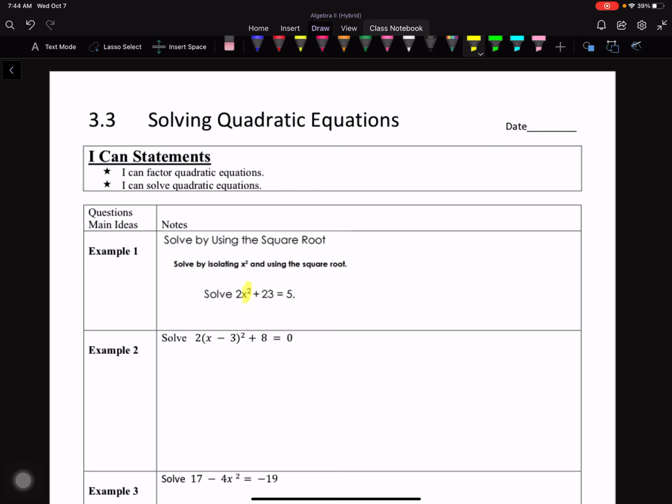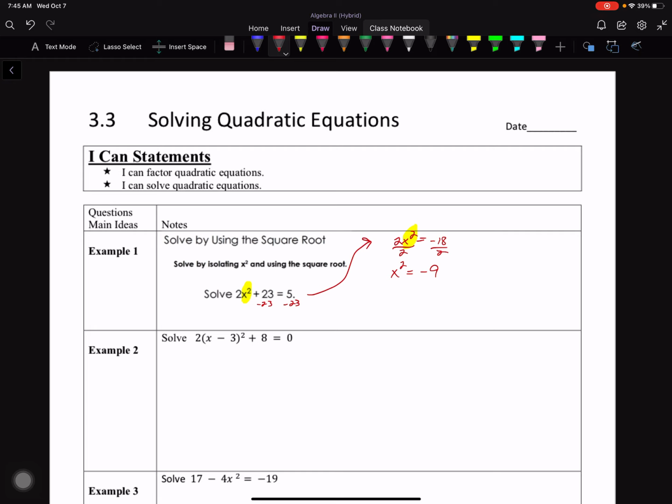So for example, right here, x squared is right there. So everything else we want to move to the other side of the equal sign. And we can start that by subtracting 23. So 2x squared equals 5 minus 23, which is negative 18. And again, we want to get x squared by itself, so we need to get rid of the 2. We can do that by dividing both sides by 2. X squared will equal negative 9.